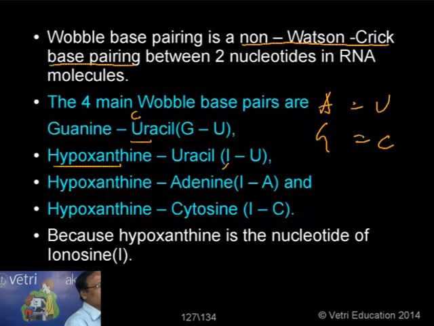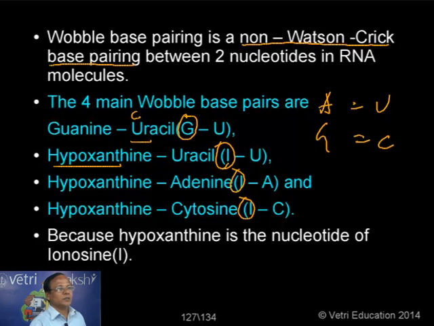So the inosine, which is hypoxanthine, in the third position of the anticodon can pair with uracil, adenine or cytosine of the codon of mRNA. These are all referring to the third base of the anticodon, normally found in the 5' position. It forms a pair with a nucleotide other than the normal base pair. We use I because hypoxanthine is the base of the nucleotide inosine. So these are all the 4 main wobble base pairs.